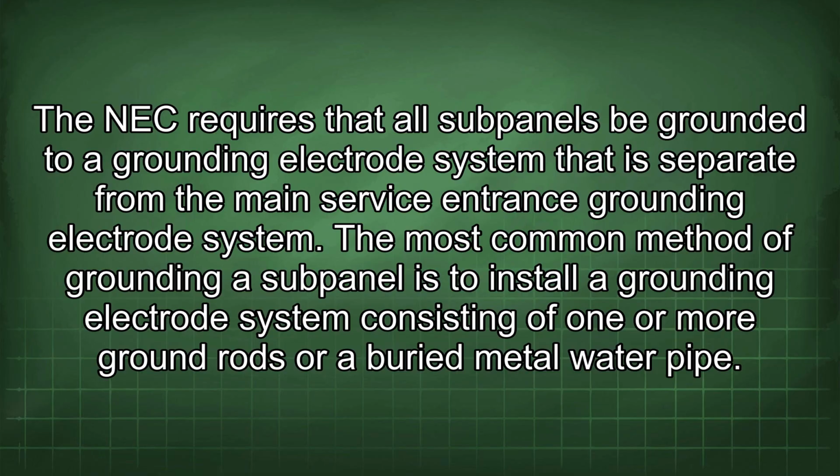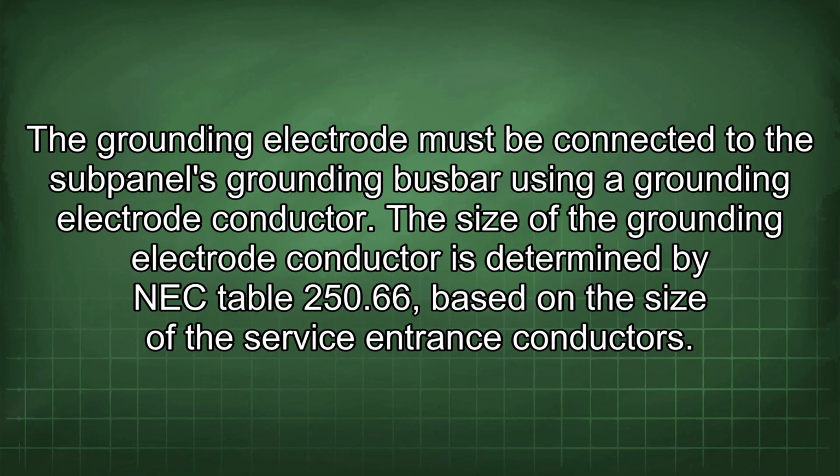The most common method of grounding a subpanel is to install a grounding electrode system consisting of one or more ground rods or a buried metal water pipe. The grounding electrode must be connected to the subpanel's grounding bus by using a grounding electrode conductor. The size of the grounding electrode conductor is determined by NEC Table 250.66 based on the size of the service entrance conductors.